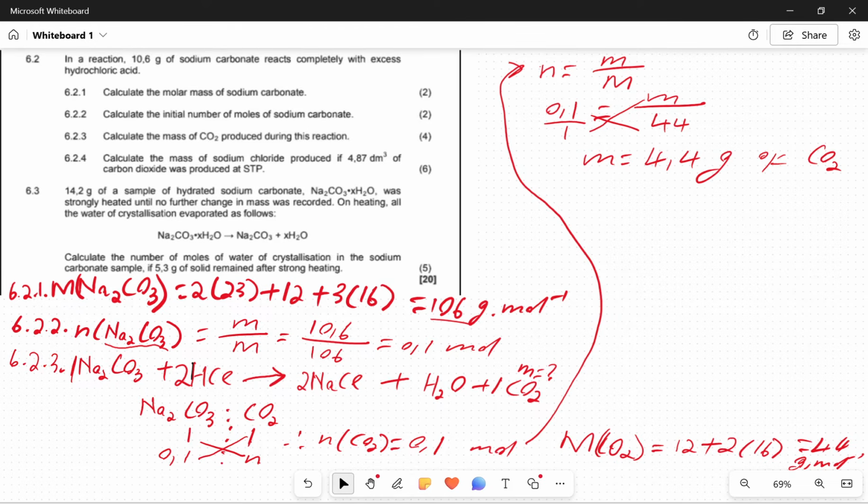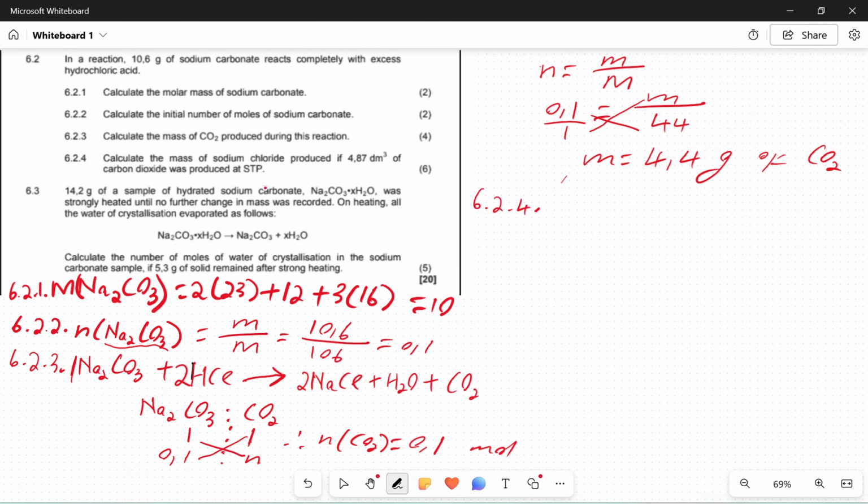The next one is 6.2.4. Okay, so for 6.2.4, they say calculate the mass of sodium chloride produced if 4.87 dm cubed of carbon dioxide was produced at STP. STP means standard temperature and pressure. Okay, and we know here that we are supposed to have a constant volume.